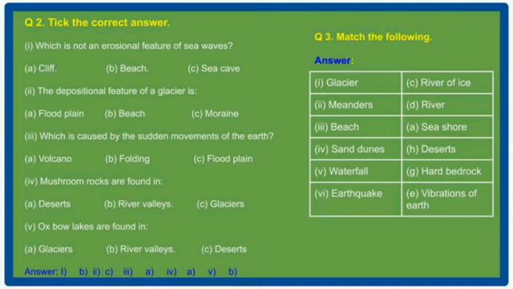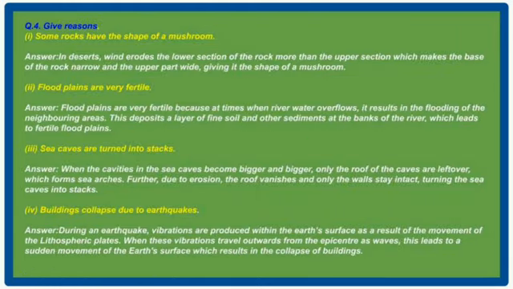Now the next segment is match the following. I am giving the answers directly. Point number 1, glacier is matched with C, river of ice. Point number 2, meanders are matched with D, river. Point number 3, beach is matched with A, seashore. Point number 4, sand dunes are matched with H, deserts. Point number 5, waterfall is matched with G, hard bedrock. Point number 6, earthquake is matched with vibrations of earth, option number E. So that's all from the match the following segment.